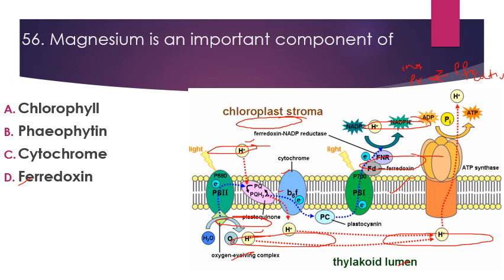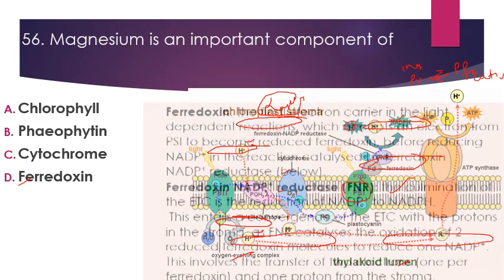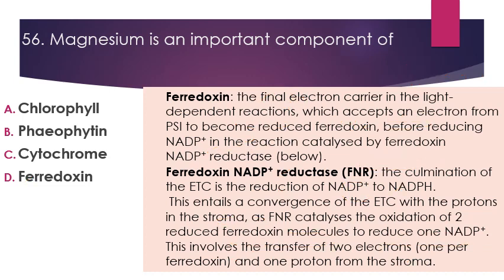Then finally comes this ferredoxin. So this ferredoxin is a very important component of electron transport system, as in case of light reaction. So in light reaction, ferredoxin receives electrons from photosystem 1 and reduces NADP to NADPH. So this ferredoxin is an electron carrier in the light reaction, which accepts electron from photosystem 1 and becomes reduced ferredoxin before reducing NADP positive in the reaction catalyzed by ferredoxin NADP reductase.